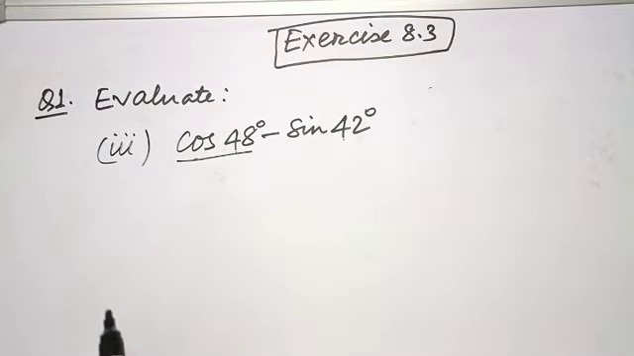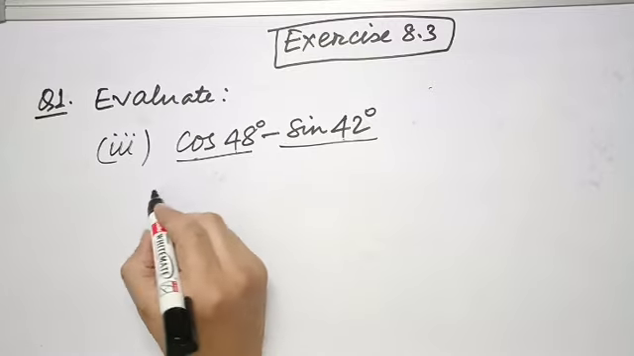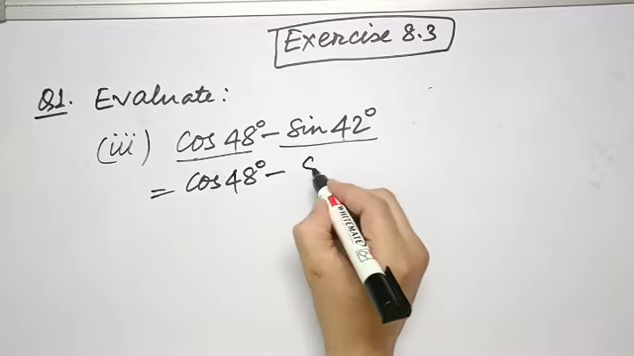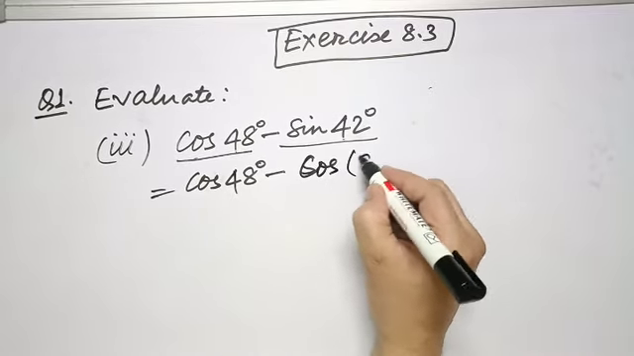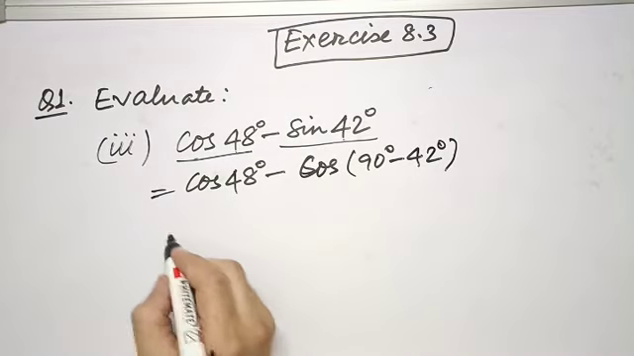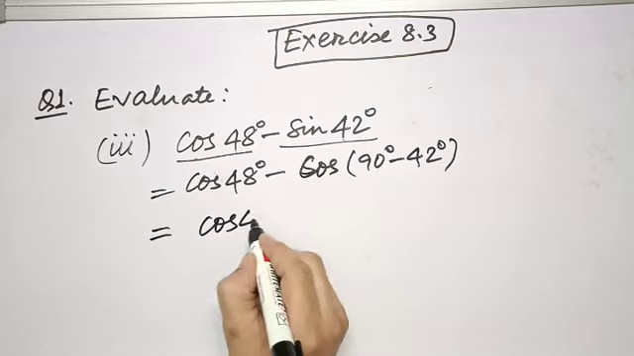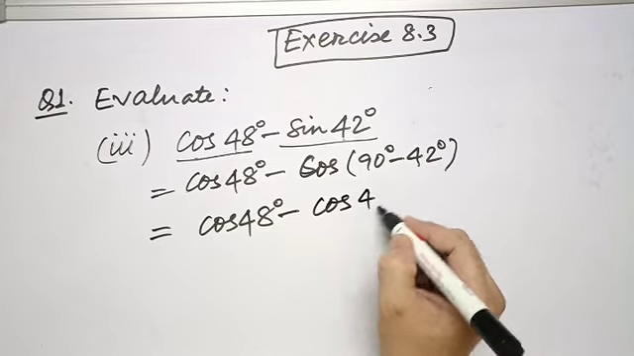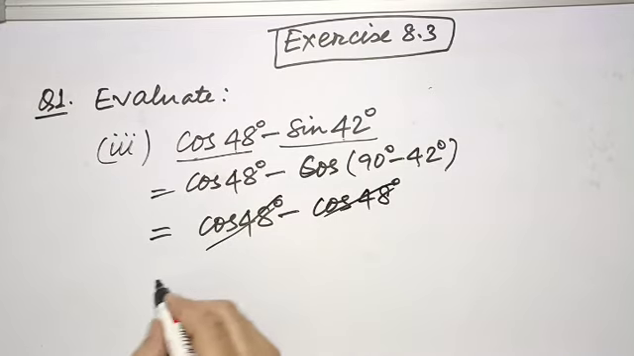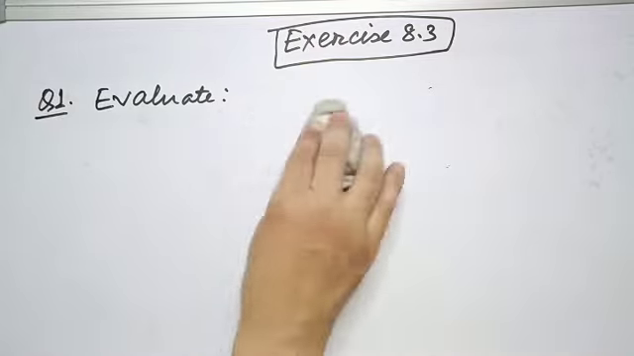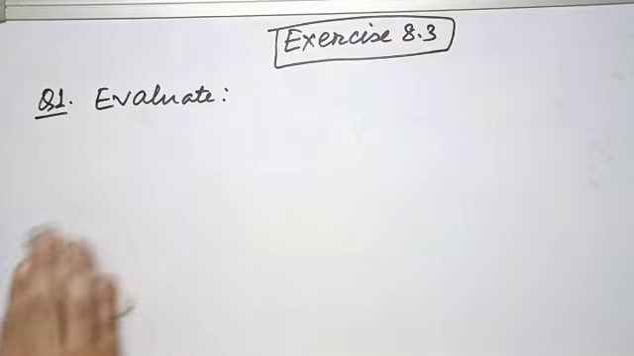We have just changed the value of cos into sine. Now let cos 48 remain the same, and this sine can be changed as cos 90 minus 42. So cos 48 will remain as cos 48, and this will be cos 90 minus 42, which is 48 again, and this is going to give me 0. So you change either of the values, but don't change both. By now you know what I mean to say.